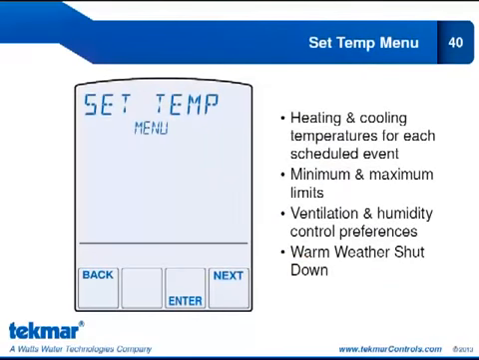In the Set Temp menu is where you will set your heating and cooling temperatures for each scheduled event. It's also where you'll put in your minimum and maximum floor limits. It's where you will enter your ventilation and humidity control preferences, so your humidity minimum and maximum settings. And this is also where you configure the warm weather shutdown temperature.